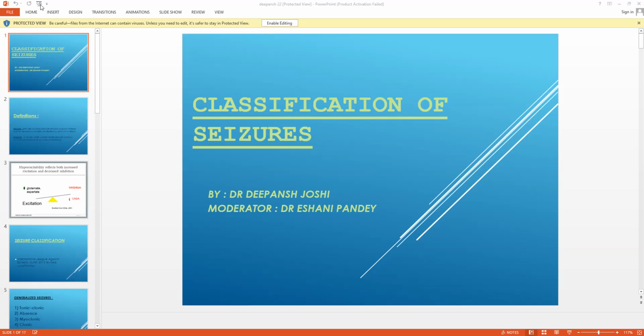Dravet syndrome is associated with febrile seizures. Then come afebrile seizures. There is also developmental delay. Janz syndrome: there are repeated myoclonic seizures.